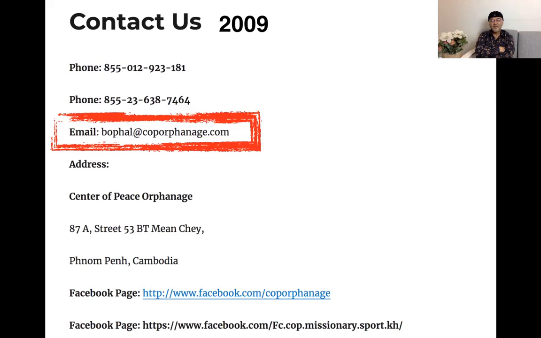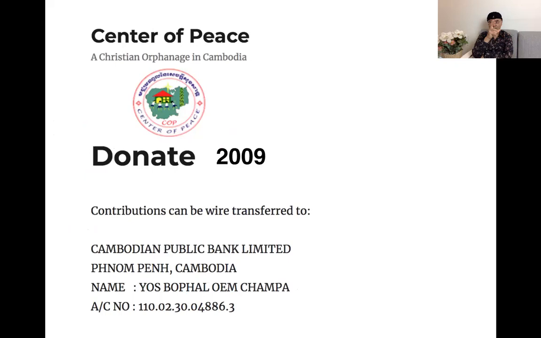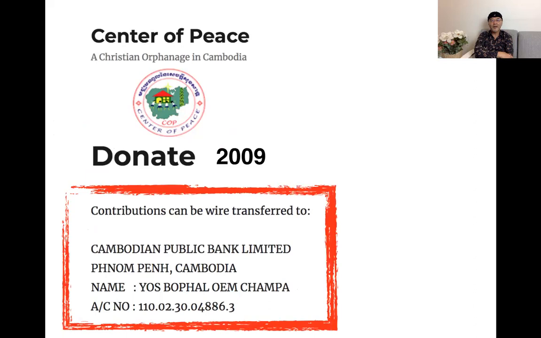Okay, this is 2021. Twelve years ago, an orphan girl named Bopar educated herself through high school, college, and master's, and learned how to buy a website and have an email address under bopar@coporphanage.com. That speaks a lot about leadership. And then in 2009, this is her webpage: contribution can be wire transfer to, okay. I thought, oh my goodness.